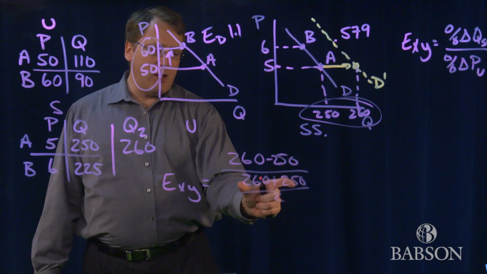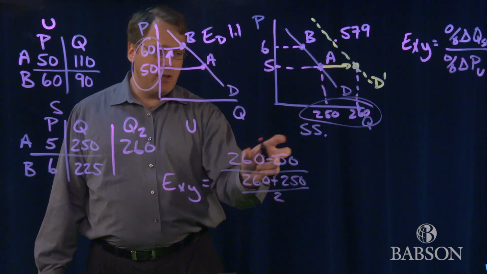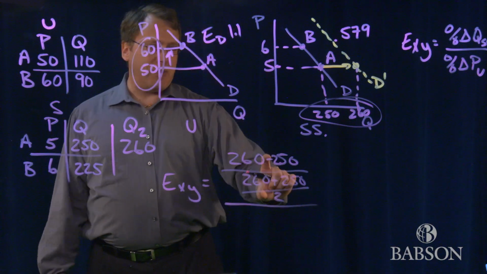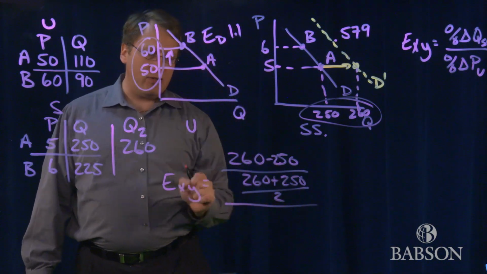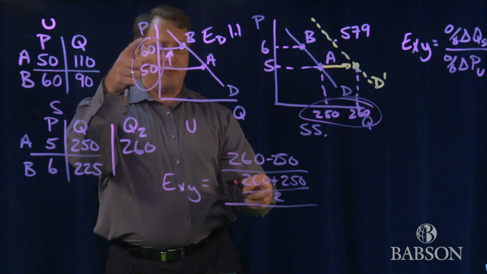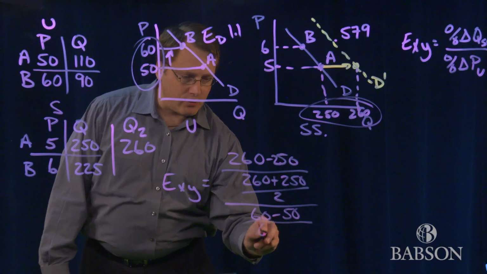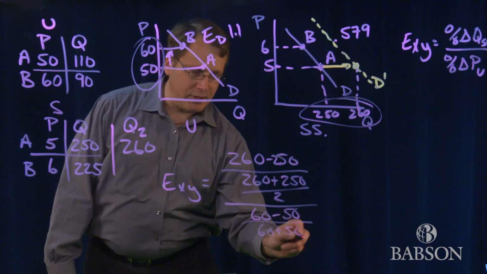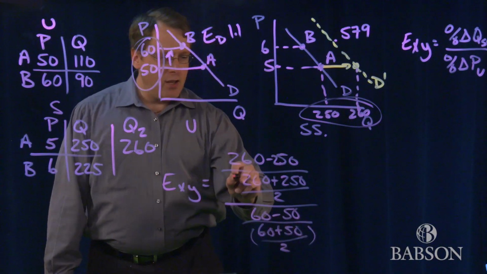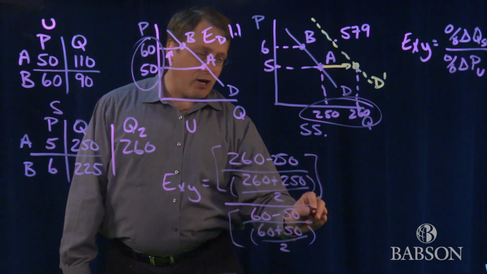So remember, we pretend like we're starting in the middle of these two pieces, and then all divided by the price change, but the price change is coming from the umbrella market. And so in this case, it's going from 50 to 60, so it's 60 minus 50 all over 60 plus 50 divided by 2.